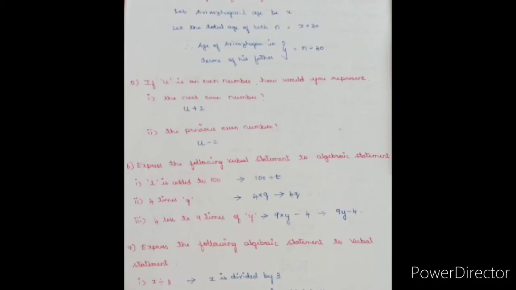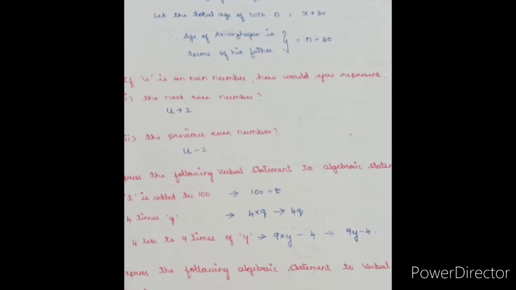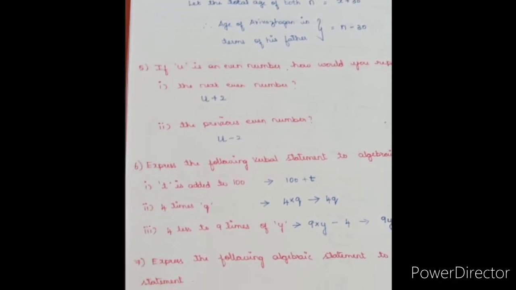Next, see the next question. If u is an even number, how would you represent the next even number? So what is meant by the next even number? It should be added. U plus 2 will be the next even number. See the next one, the previous even number. Previous means you have to find the previous number. So you have to subtract, u minus 2.